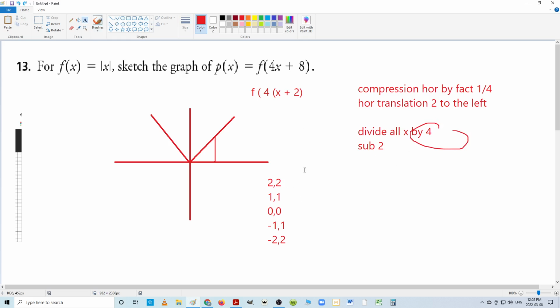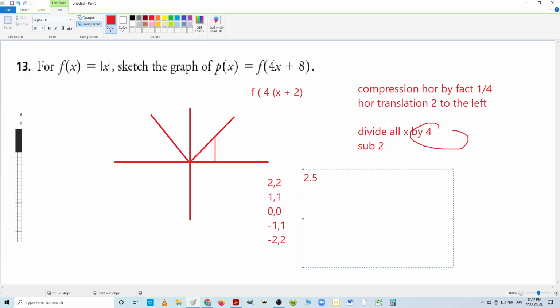So I'm going to just do it very quickly. I get a half, so 2.5 comma 2, a quarter, or 0.25 comma 1. Oh, then I have to subtract 2. So negative 1.75. And this one, sorry, should have been subtracted 2. So this is 1, and subtract 2 is minus 1. 0, and then subtract 2, comma 0. Notice the y values don't change. This one, negative quarter, so negative 0.25 minus 2 is this. And then this one, a negative 1, and then subtract 2, negative 3, comma 2.